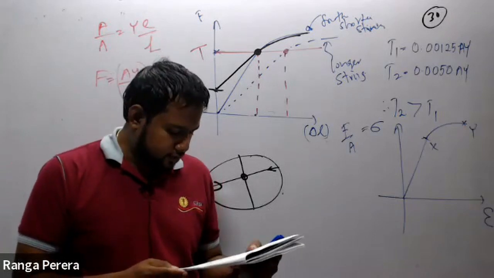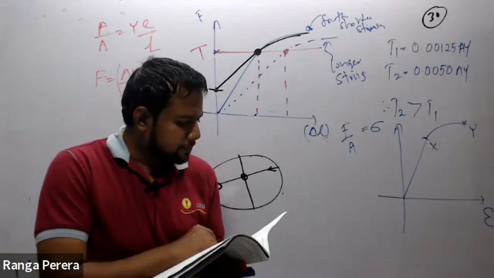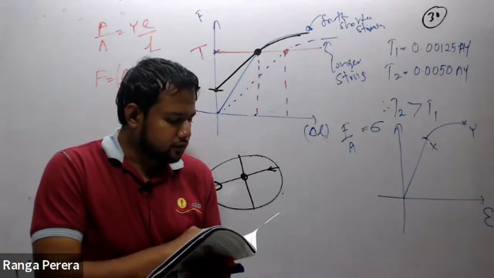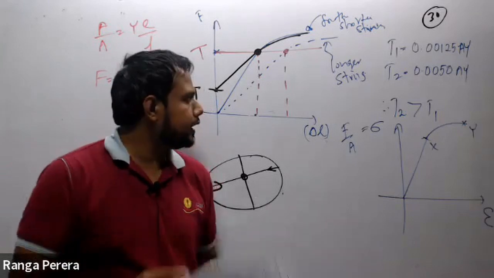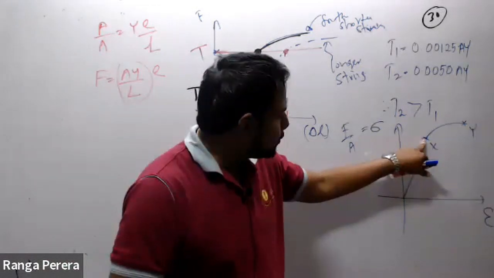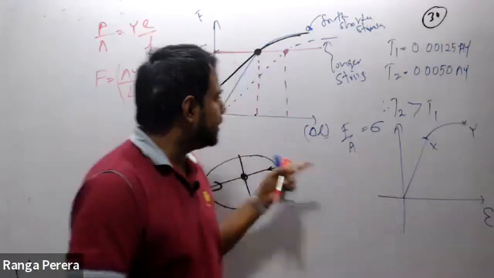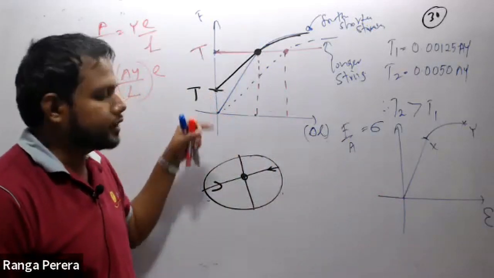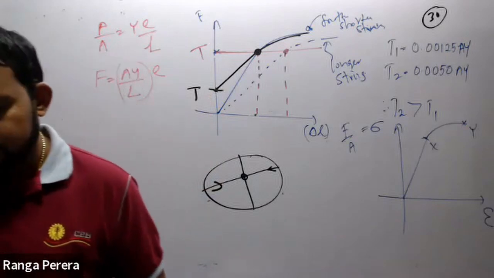The question asks you to suggest a method which enables both strings to reach the condition depicted by the point X shown in figure 1 simultaneously. If both strings come to this location simultaneously, that means I should initially provide the tension on the longer string. Then only I can reach that simultaneously. Can you write that?